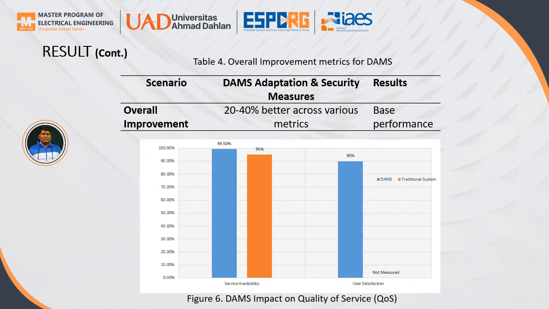And here Table 4 and Figure 6 illustrate the impact on QoS of our proposed system. In terms of service availability, it achieves 99.55 percent, and in terms of user satisfaction, our proposed model achieves 90 percent, but in the case of the traditional system, the measures or the data are not available.